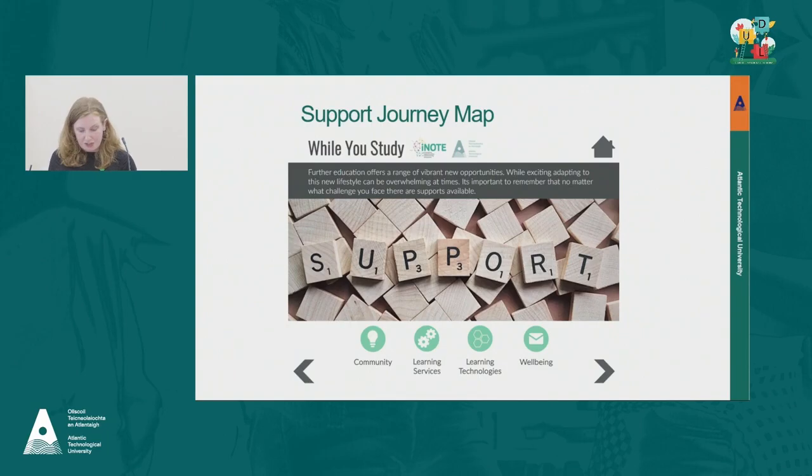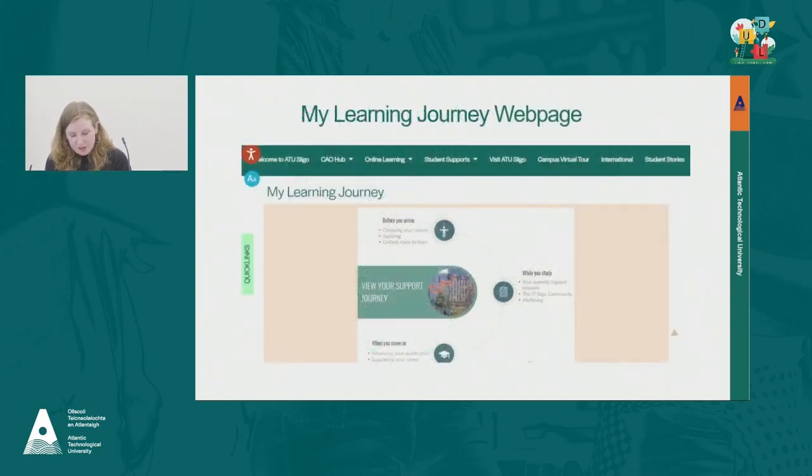This framework is in use by the online student advisors as a central resource for supports throughout the university. As well as this, it's also available on the ATU website, and it's sitting on a web page that's designed around this basic framework as well.